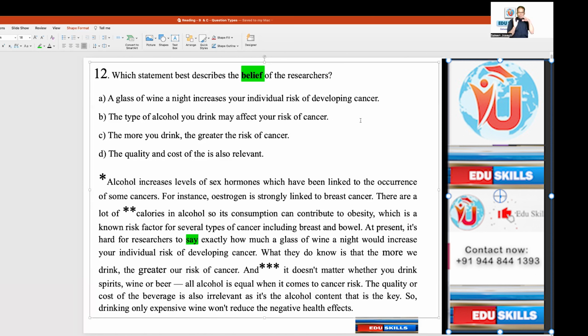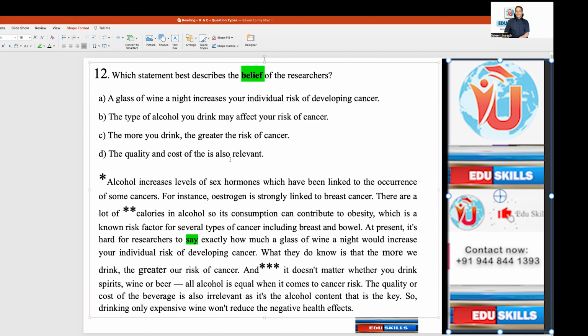Without that, just read these options and find out. In the common sense, you should not use your knowledge. Still, what do you believe? What is a common understanding from your knowledge? Which option is right? A glass of wine a night increases your individual risk of developing cancer. The type of alcohol you drink may affect your risk of cancer. Okay, which means some types you can drink and will not have the risk of cancer. Certain brands you don't drink, certain brands you can drink. Does it go well with your knowledge? No. General knowledge, I am saying.